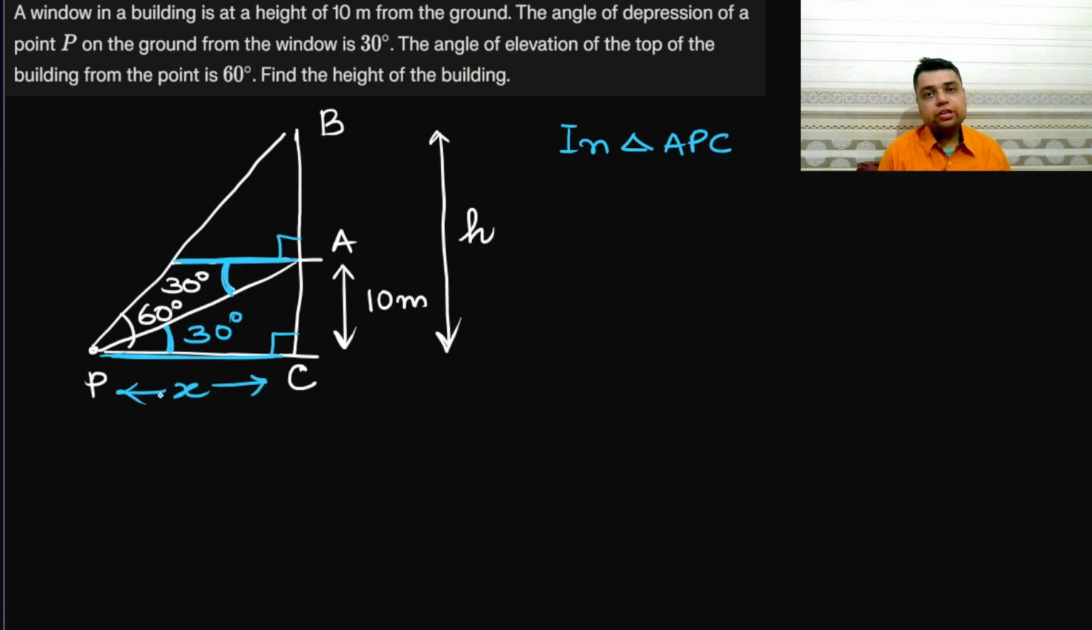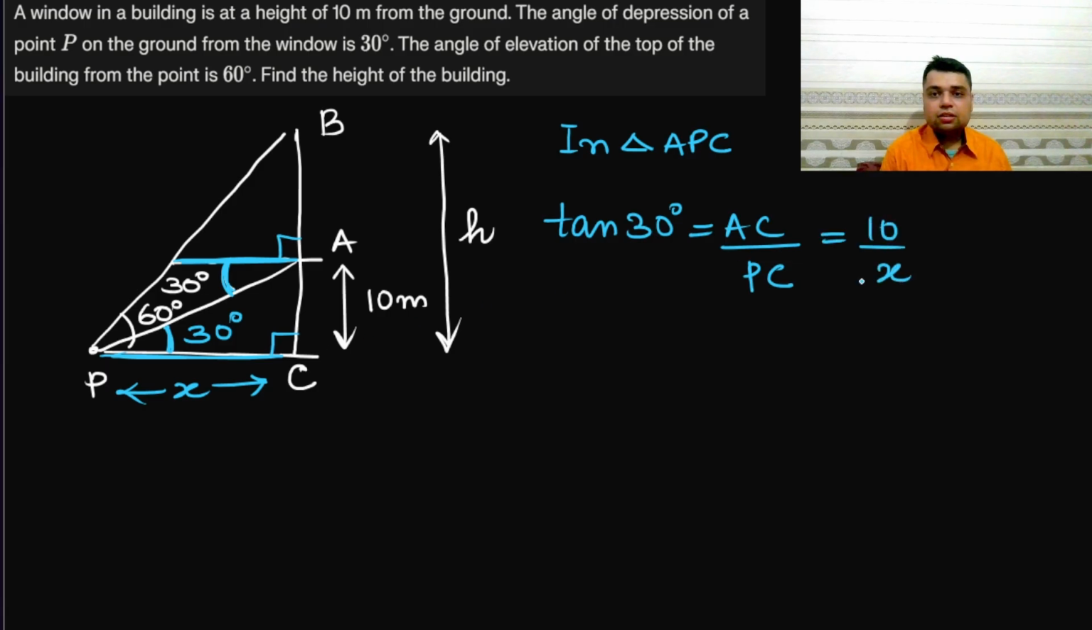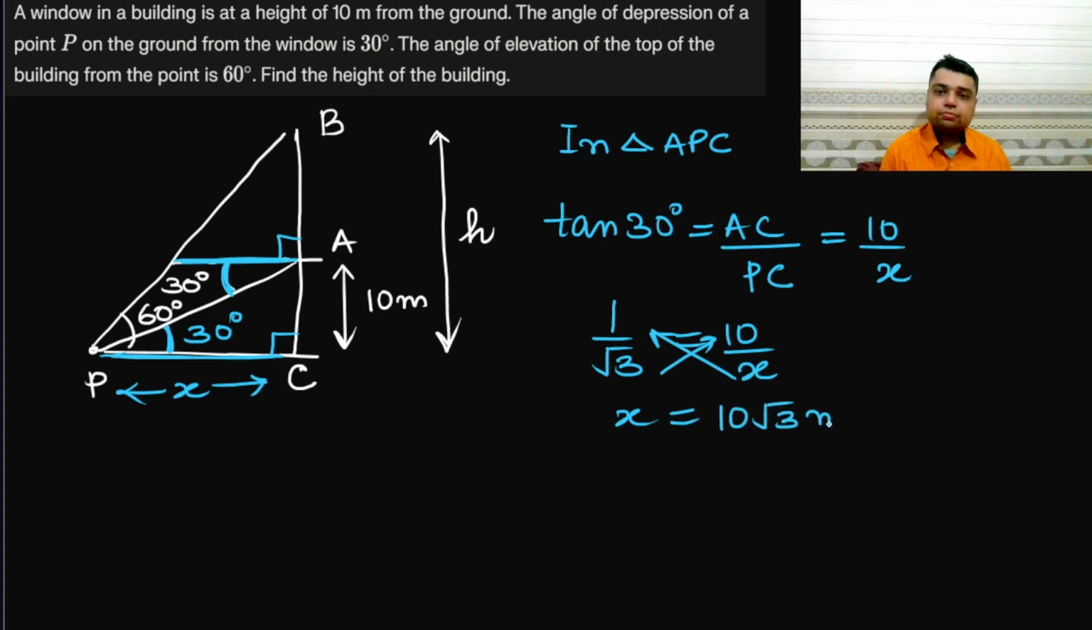So which trigonometric ratio should I use? Tangent, because it includes perpendicular upon base, right? So tan 30 will be equal to AC upon PC. So AC is 10 and PC is X. And what is the value of tan 30? That is 1 upon root 3, which is equal to 10 upon x. So we will do cross multiplication. I will get x as 10 root 3 meters.